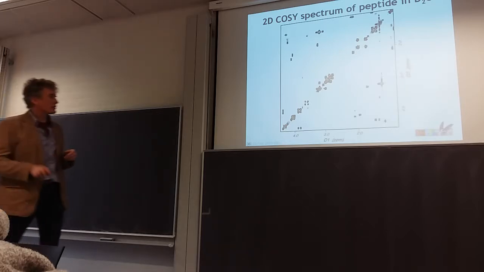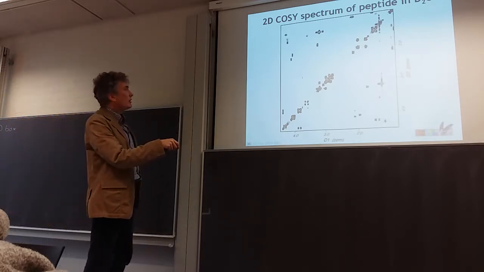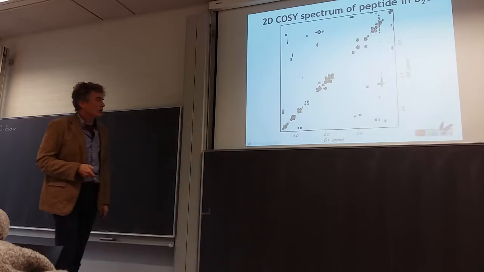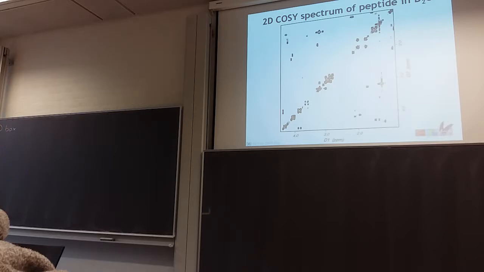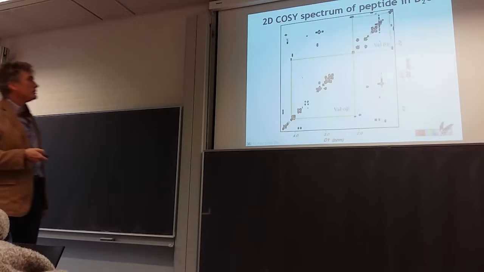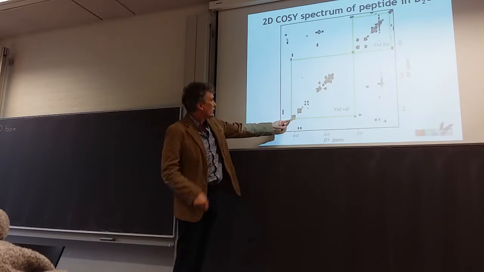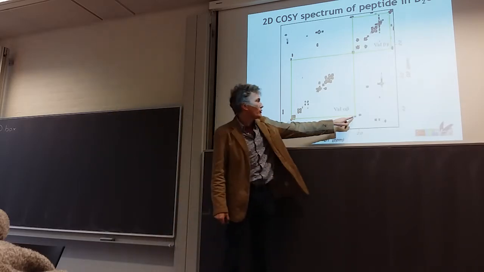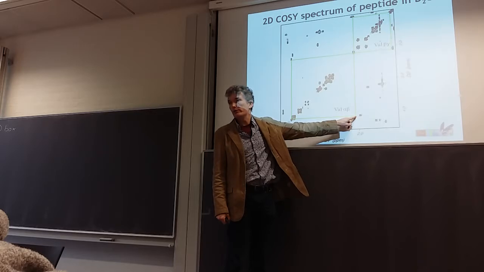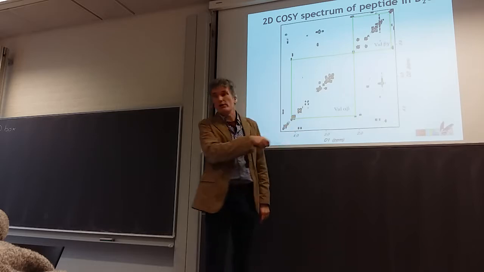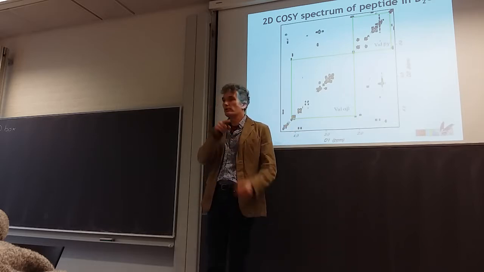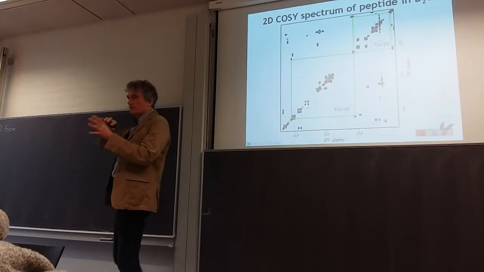So then a two-dimensional spectrum, this is a two-dimensional hydrogen spectrum. These different ways of measuring have different names. This is COSY, correlation spectroscopy, which means that the energy goes through the bonds. And here you see the peaks of a valine, where this is the cross peak between the alpha hydrogens and the beta hydrogens of the valine, and this is the cross peak between the beta and the gamma hydrogens of the valine.